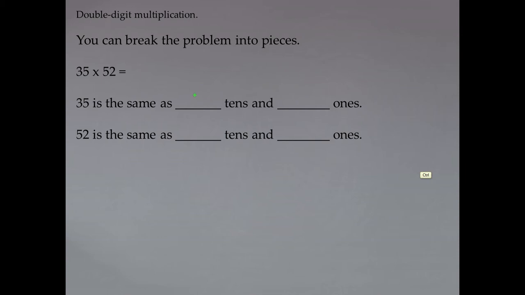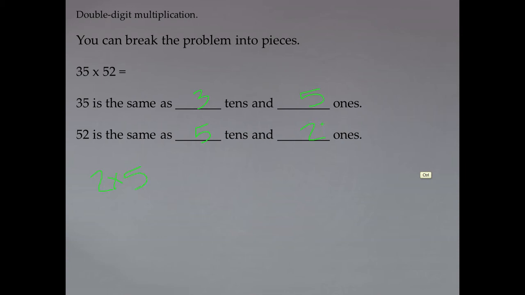So 35 is the same as 3 tens and 5 ones. 52 is the same as 5 tens and 2 ones. Now what I'm going to do is multiply these together. So I'm going to look at this and I need to do 2 times 5 ones. So I have 2 ones times 5 ones.